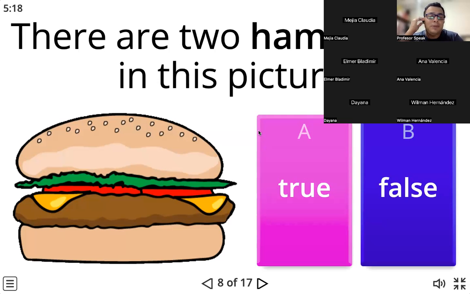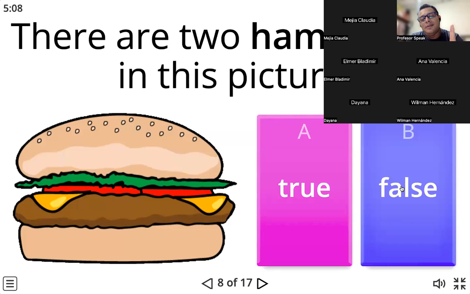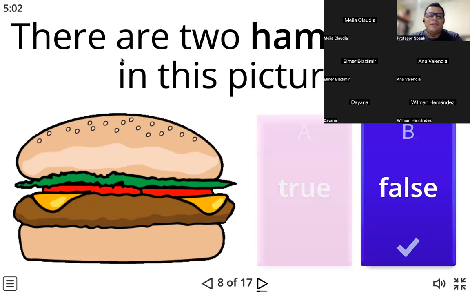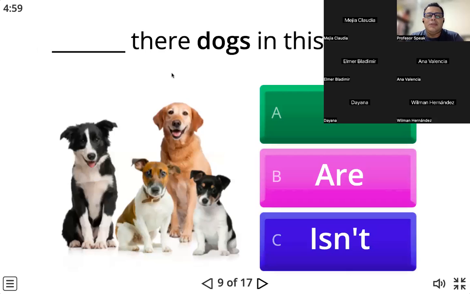Say that again, please, repeat. There is 1 hamburger in the picture. 1 hamburger. Excellent. Very good. False, excellent. Thank you, Fatima. Daisy, let's look at the next one.